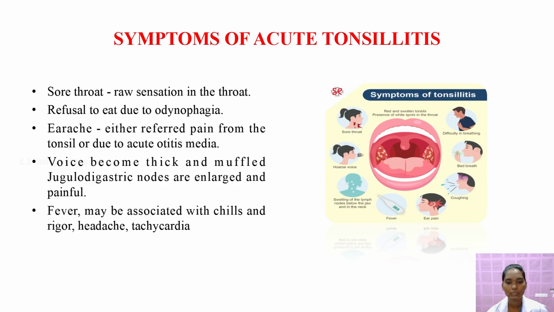And voice becomes thickened and muffled, jugulo-digastric nodes are enlarged and painful. So next is the fever. It is a main sign and symptom of tonsillitis, may be associated with chillness and rigor, headache, and tachycardia. So these are all the signs and symptoms of acute tonsillitis.